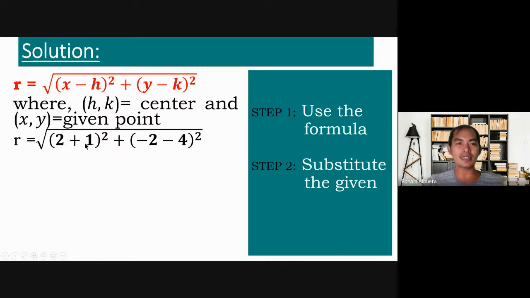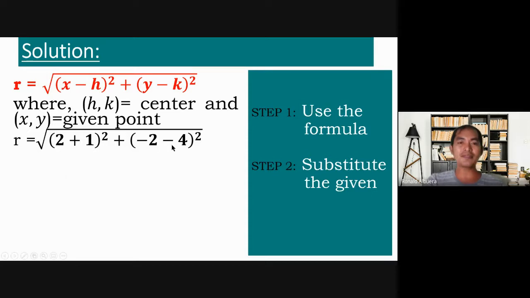So we have 2 plus 1. Bakit naging plus? Kasi minus, ang h value doon ay negative. Negative times negative is positive. And then, yung k ay positive 4. Kaya, retain yung minus because we have here y minus k. So, we have 2 plus 1 squared is 3 squared, which is 9.